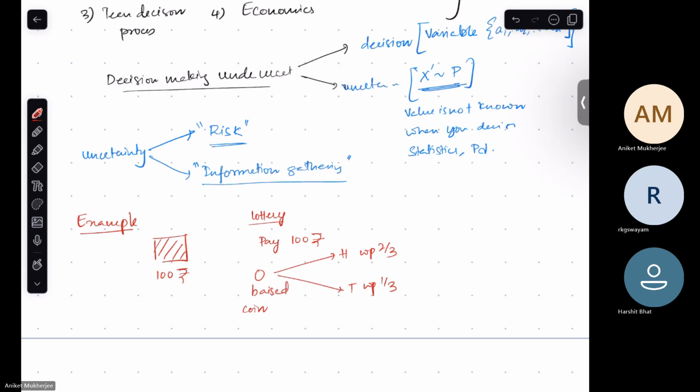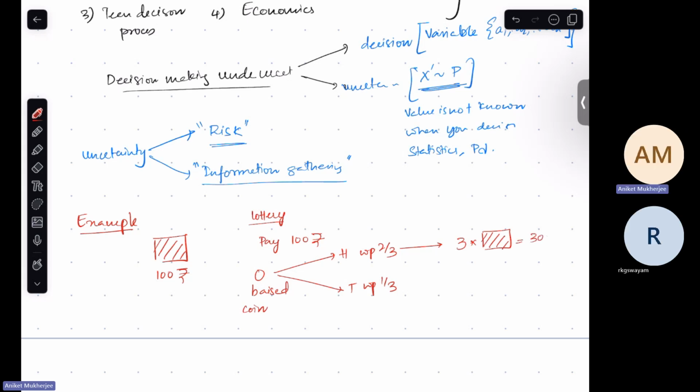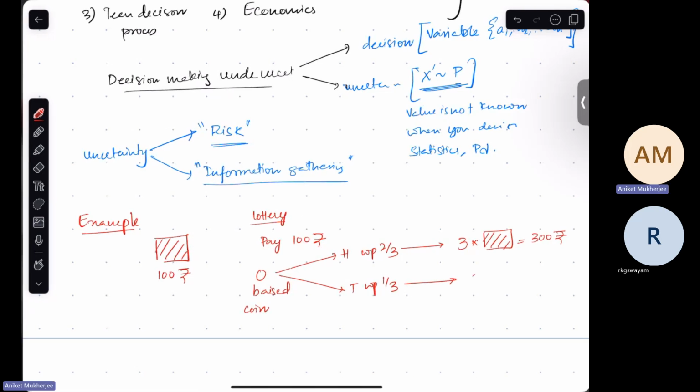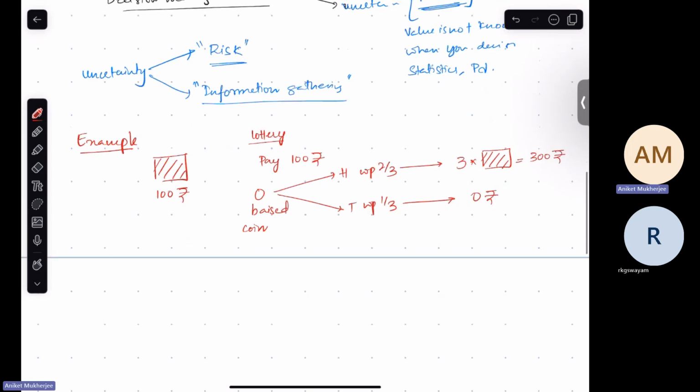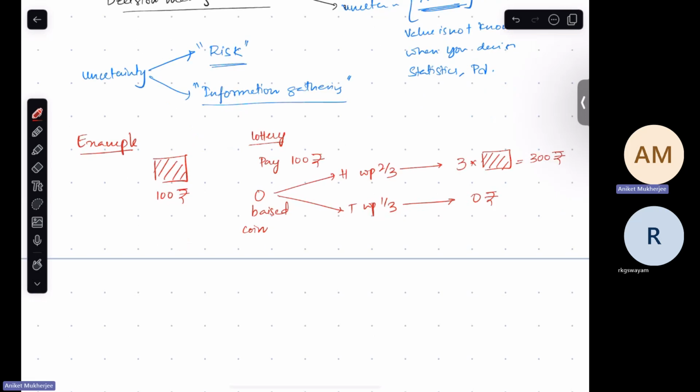Right. Now if you get head, then you win three of these prizes that are worth 100 rupees. So you get 300 rupees. If you get a tail, then you win nothing. You win 0 rupees. So now the decision that you can take is, do I enter the lottery or do I not enter the lottery? The decision is, do you pay for the lottery or do you not pay for the lottery?